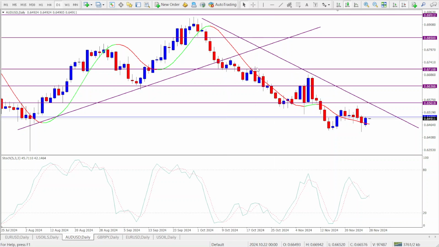You can target support levels for your exits, or you can wait for the TSR signal line indicator to give you a buy signal by changing the color to green and price climbing above it. You can use that as your exit strategy for a sell, or you can actually decide to use any other indicator of your choice. For example, the stochastics, perhaps when it gets into the oversold territory and then begins to trend upwards, you can use that to exit your sell.